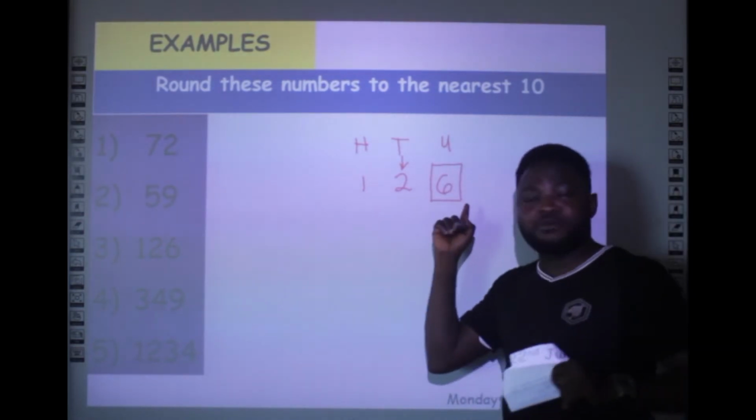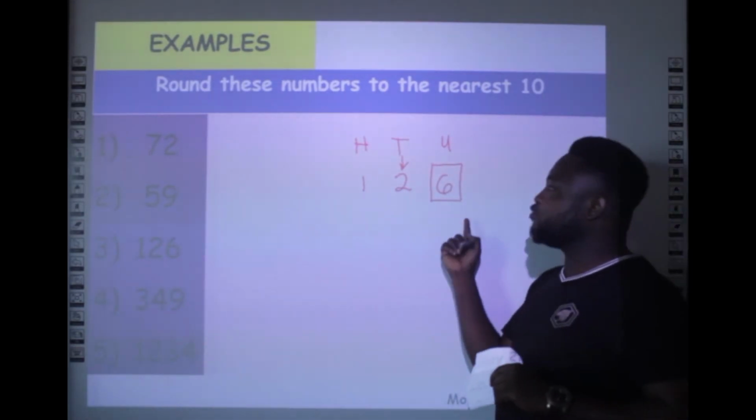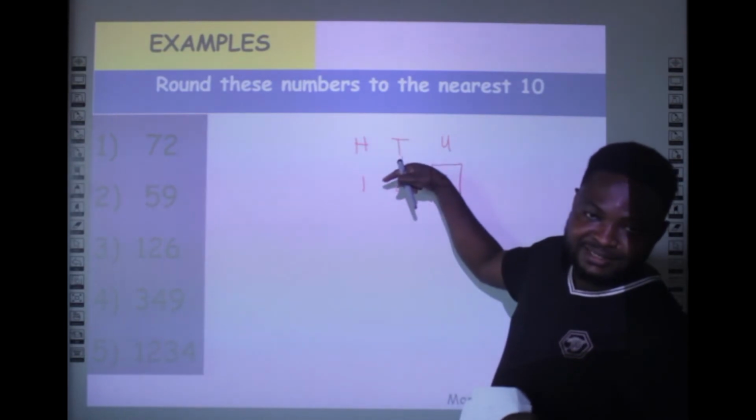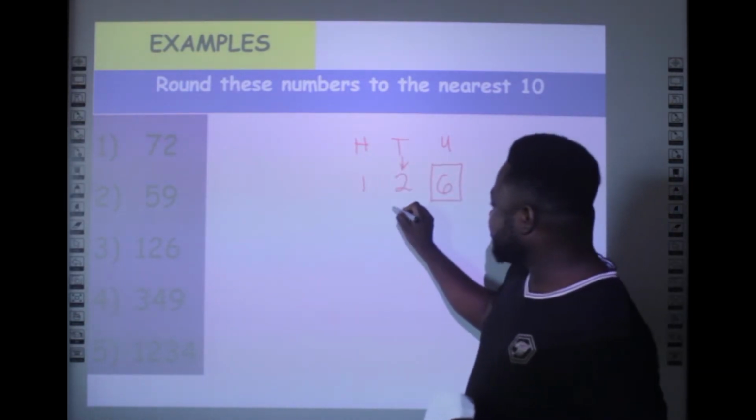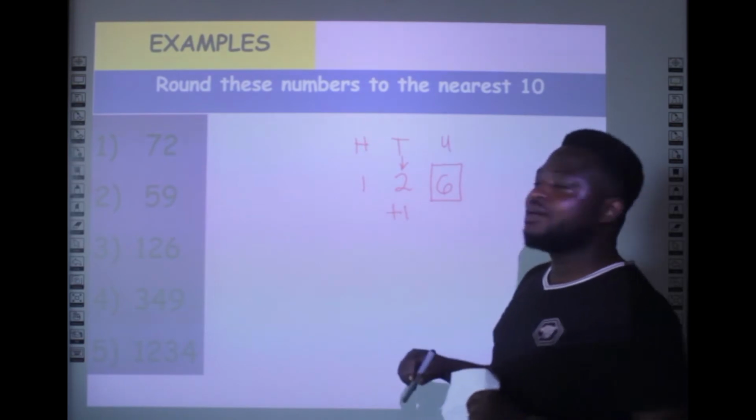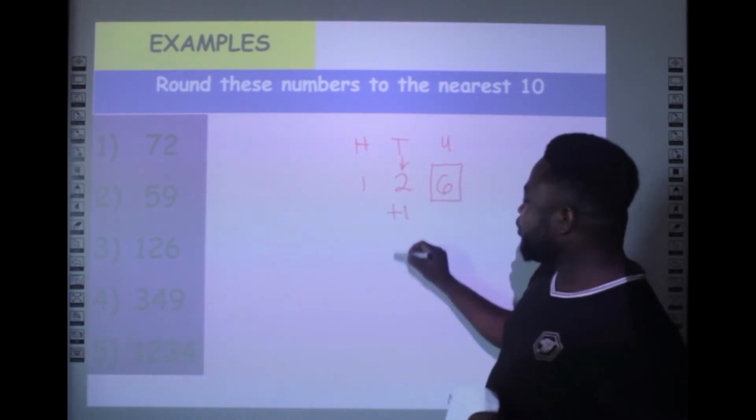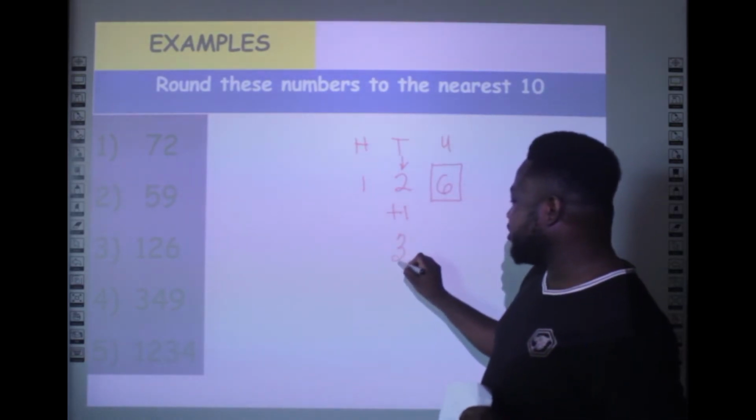Is it up to 5? Yes. What are you going to do? You add 1 to the target digits. Okay? So this one you are going to add 1. Can you see that? So 2 plus 1 will give us 3.